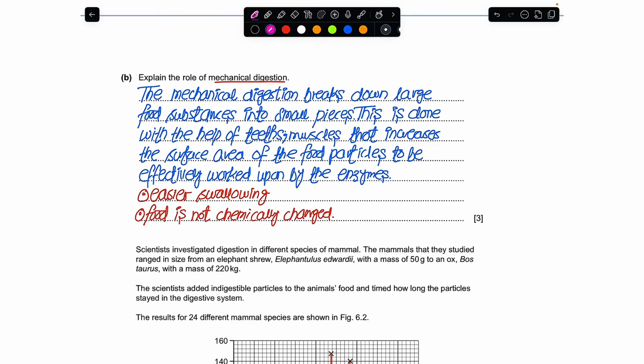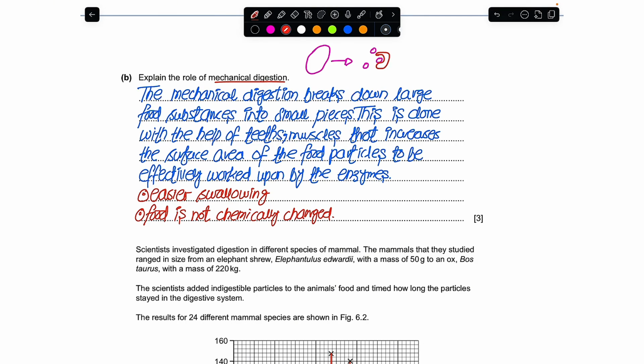And wherever there is mechanical or physical digestion, what we know is that the large food particles would be broken down physically into small particles, like by the action of the teeth in our mouth and by the action of the muscles in the stomach. When these food particles are broken down into small pieces, their surface area is increased. And when their surface area is increased, it makes it easier for the enzymes to break them down more efficiently.